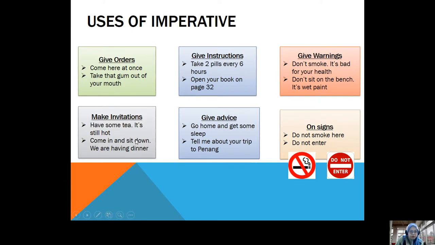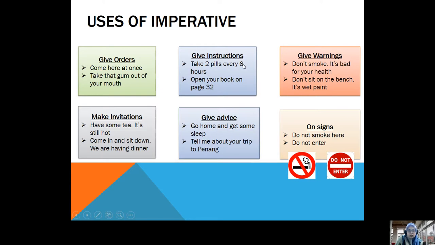Okay, have some tea. This is the imperative. Come in. Okay, kalau kat sini imperative ada dua. Come in and sit down. So come in, sit down. Okay, remember the imperative is the verb.